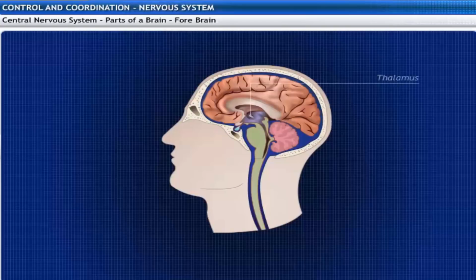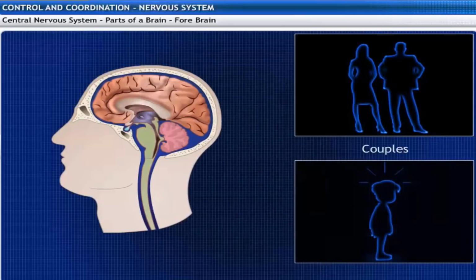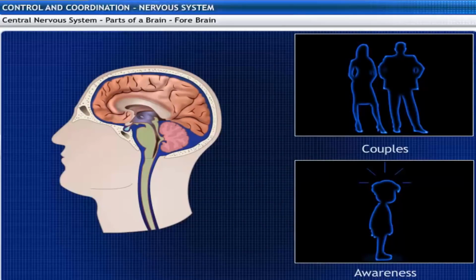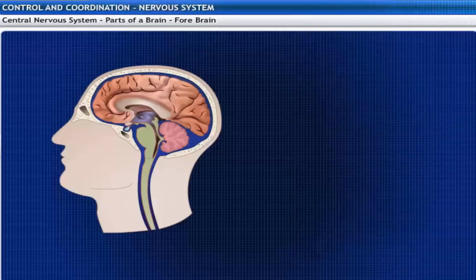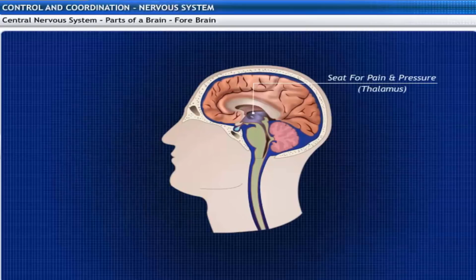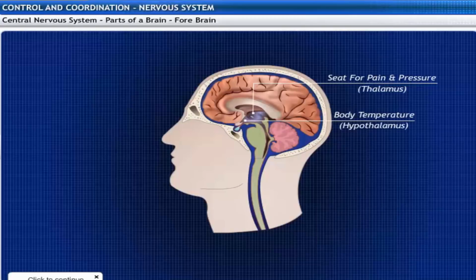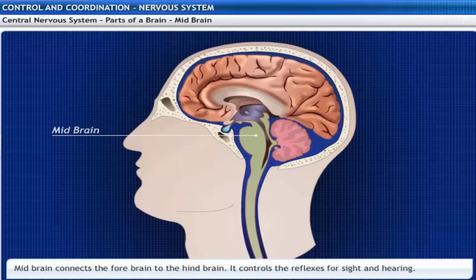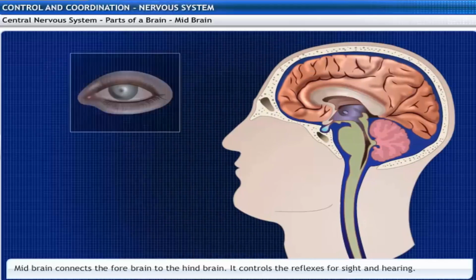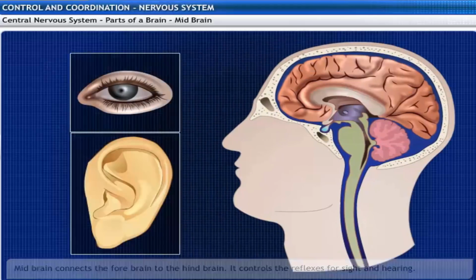Diencephalon consists of thalamus and hypothalamus. The thalamus plays a major role in regulating arousal and the level of awareness. It is the seat for pain and pressure. The hypothalamus regulates the temperature in the body. The midbrain connects the forebrain to the hindbrain and controls the reflexes for sight and hearing.